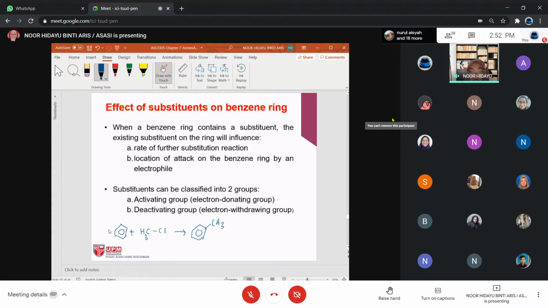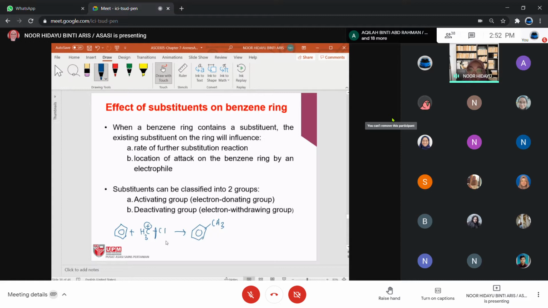Okay, sekarang structure yang awal kita ada structure of benzene saja. Where here kita tak ada substituent. So apa berlaku? Electrophile dia senang nak attack dekat mana-mana carbon. Okay, let's say dia nak substitute this hydrogen. So masuklah kat this hydrogen.